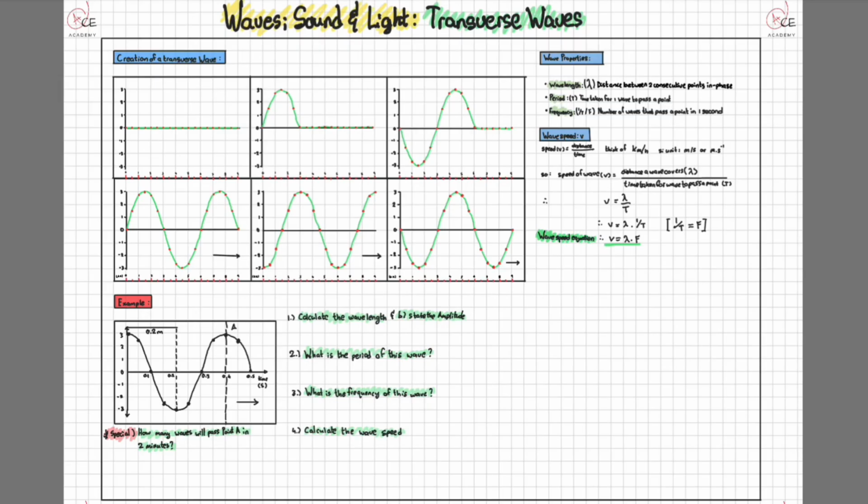In this video, we will be looking at transverse waves. Now, in order to grasp this section correctly, we are going to ask ourselves a few simple questions, such as, what is a transverse wave? How is a transverse wave created? What are the properties of a transverse wave? And how can we use these properties mathematically in order to solve questions that involve the transfer of energy? So without further ado, let's get started.